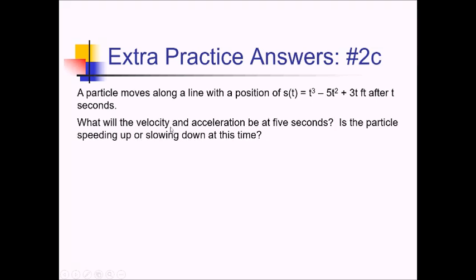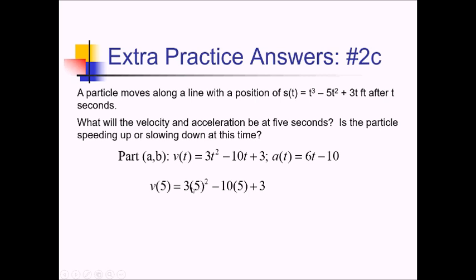On this problem, we want to know the velocity and acceleration at time 5, and also whether our particle is speeding up or slowing down at this time. So recall from parts A and B, our velocity formula and acceleration formulas were as follows here. 3t squared minus 10t plus 3 and 6t minus 10. So let's do velocity at time 5, basically plugging 5 into this velocity function. Just going one term at a time. This is 3 times 25, so 75, minus 50 is 25, plus 3 is 28. That'll be feet per second.